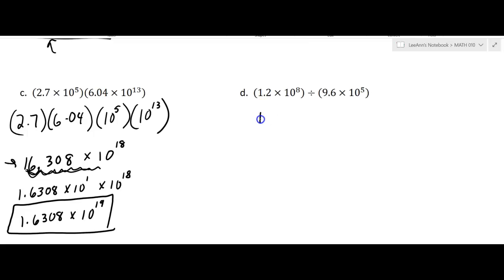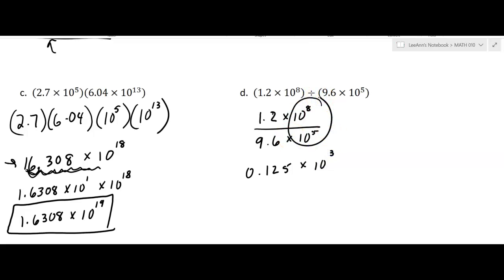Last one, 1.2 times 10 to the 8th, but it's division, 9.6 times 10 to the 5th. Okay, so what's 1.2 divided by 9.6? It's 0.125. And then times 10 to the 3rd power. That part, 8 minus 5, that's fine. But you can't have 0.125 because that's not between 1 and 10.